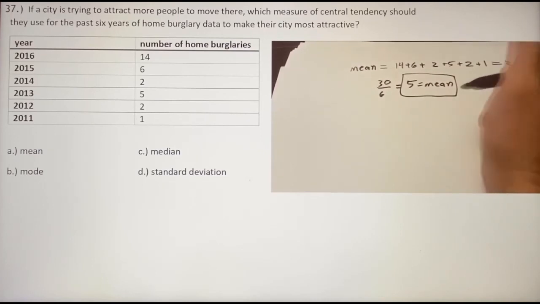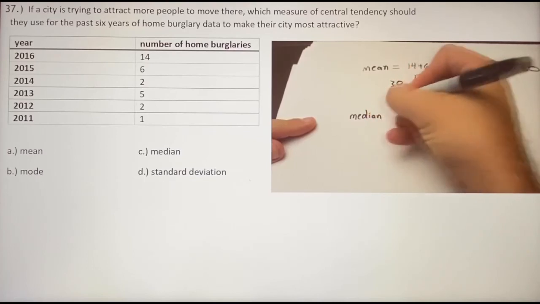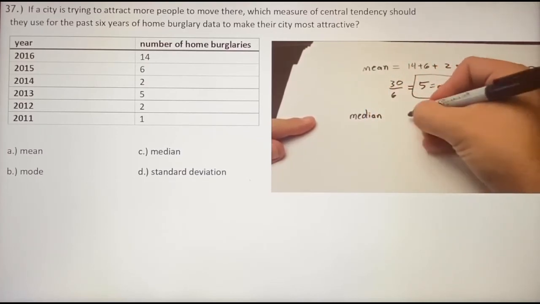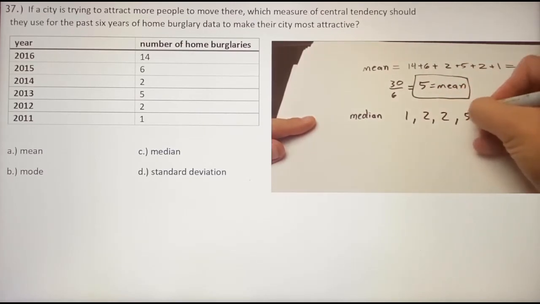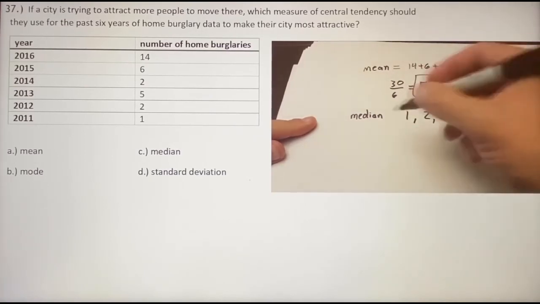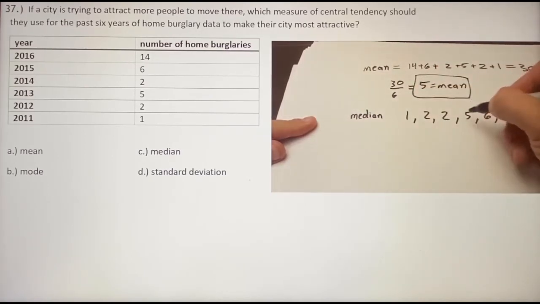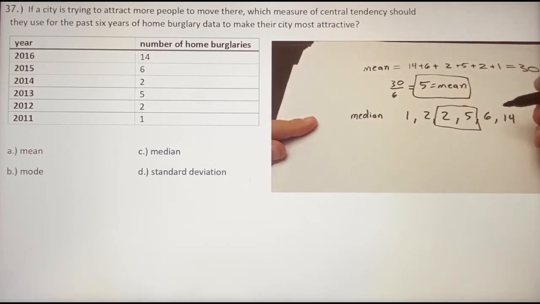To find the median, we need to put it in order. So I'm going to do 1, 2, we have another 2, 5, 6, and then 14. So one thing we note is the median is the middle, but when we have an even number, we don't have a middle number. So we're going to look at the middle 2 and take the mean of them.